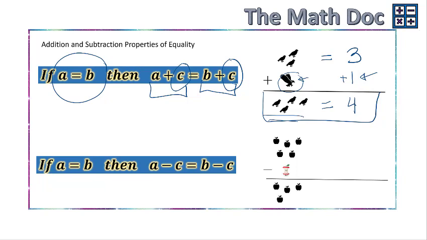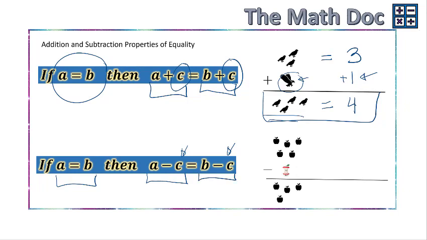What is the subtraction property of equality? Well, it's very similar, except instead of adding, we will subtract. So if we have A equals B, then we can subtract the same number C from both sides of an equality. We have A minus C equals B minus C.